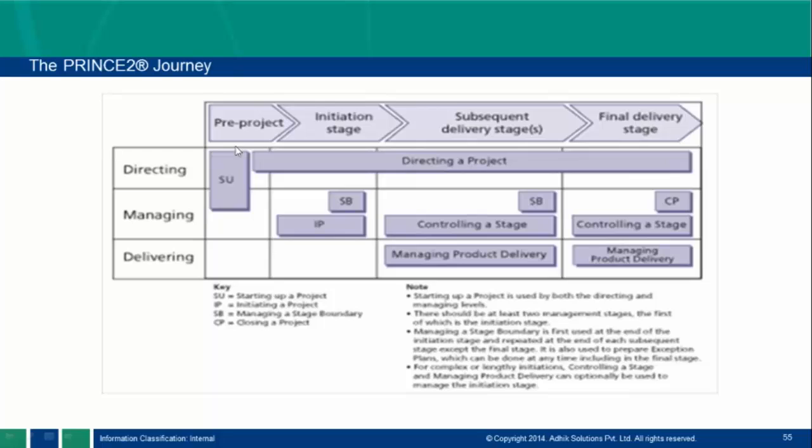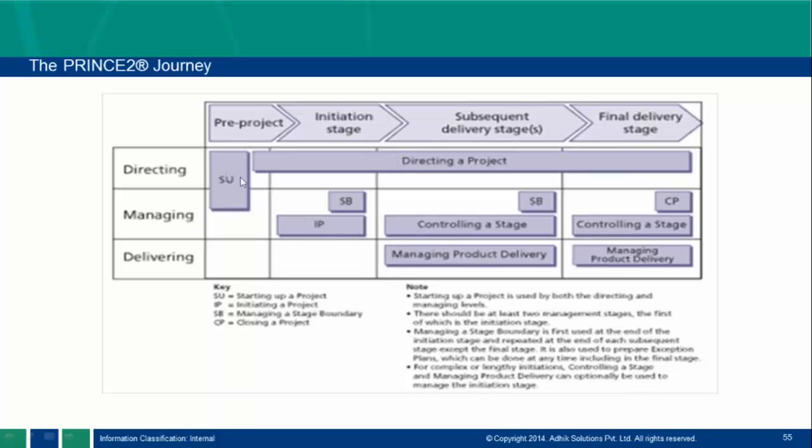So this is the journey of PRINCE2. First we have the pre-project. These are the stages of any project: pre-project, initiation stage, and subsequent delivery stages, which means we have multiple stages. I told you we have designing, development, testing. These are my stages. And last we have the final delivery stage, where we deliver the product or service to the customer. Now you can see here.